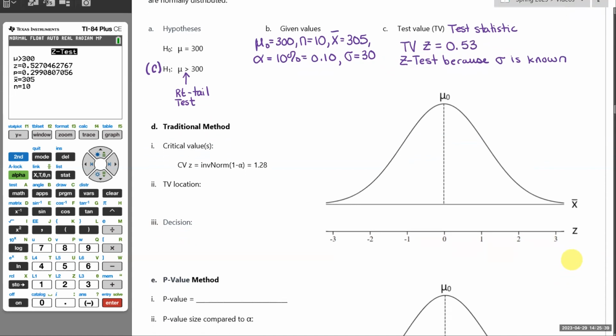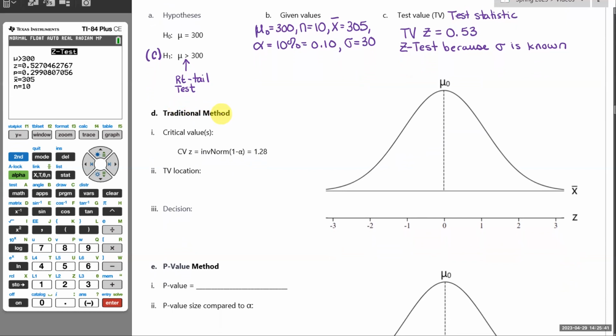All right, so the traditional method identifies critical values and critical regions, and it's always based on the significance level of the test. So for a right tail test, the area to the right, I'm going to put it up here, the area to the right for traditional method, the area right of the critical value is your alpha.